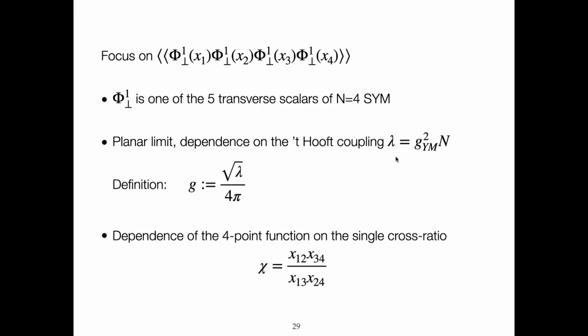In the planar limit, I can still vary this lambda from weak coupling, small lambda, to strong coupling, large lambda. I will also use this parameter g here, which is basically the square root of lambda. Since I'm in a one-dimensional CFT, I don't have two cross ratios, these functions U and V that I mentioned before, which are dimensionless combinations of the space-time points where I insert the operators. So I only have one, and this one I call chi.